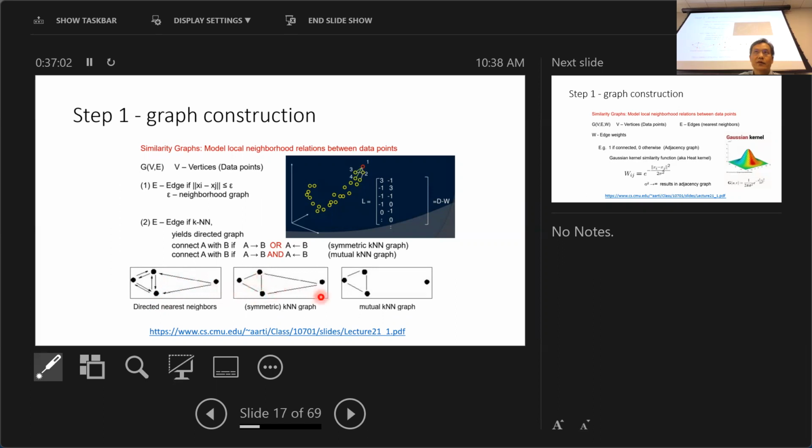Or you can ignore those directions: as long as they are neighbors depending on either node, you can make a link. This becomes symmetric. You can also require that any link has to be a mutual nearest neighbor. So this point has to be a nearest neighbor of this point, and this point also has to be a nearest neighbor of that point, in order to make a link. And there are different versions of those.